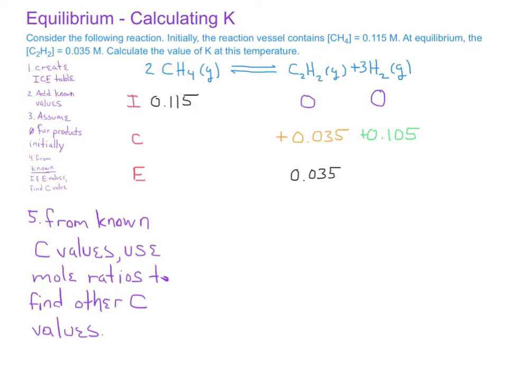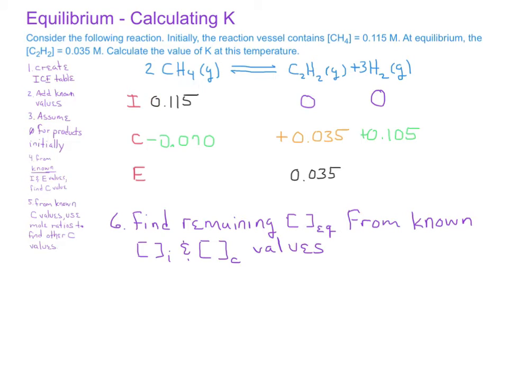On the other hand, the mole ratio between the C2H2 and the CH4 is 1 to 2. So that tells us that the CH4 would have decreased by 2 times 0.035. And also, since the CH4 is a reactant, that means its concentration must be decreasing, so we put a negative sign in front of the 0.070 molarity change.